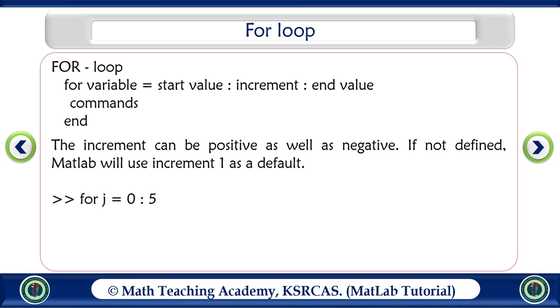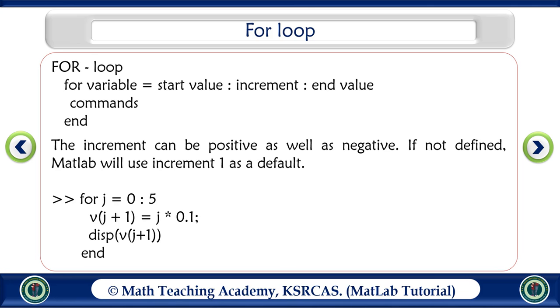Now have a look at this example: for j = 0:5, v(j+1) = j*0.1; disp(v(j+1)); end. Now let's see what this code will do. Here the first command is for j = 0:5, so the present value of the index j is 0.